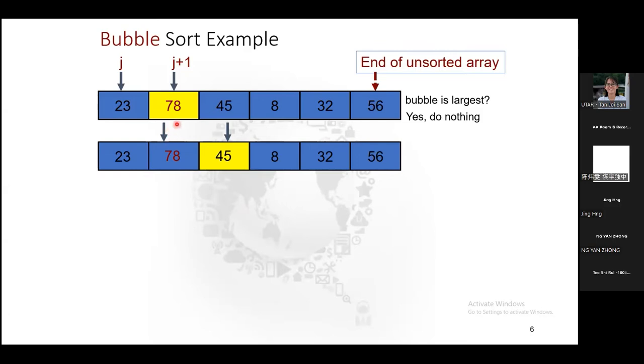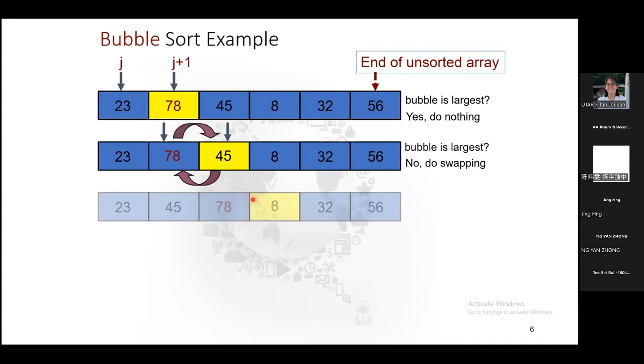Go into the next round, where you're going to compare 78 and 45. Obviously 78 is larger compared to 45, so we will do swapping. Swapping means we have to swap the positions between 78 and 45. Why? Because as mentioned, the largest will be kept on the right-hand side and the smallest will be kept on the left-hand side. Then move into the next round.